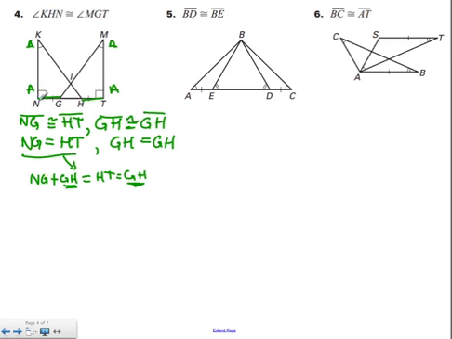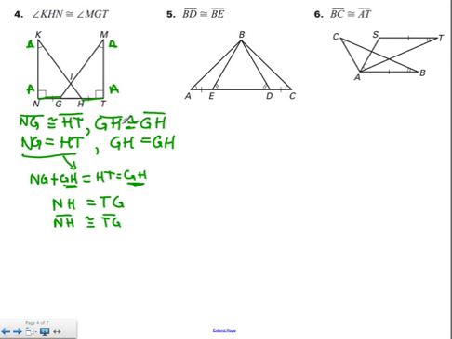From there, NG plus GH, another way to talk about that is just say that this is NH, and that will be equal to, let's see, HT plus GH. Another way to say that would just be to say GT or TG. I like TG because it reminds me of Thanksgiving. So we'll do that. And lastly, you could say NH, the segment, is going to be congruent to TG, the segment, and that'd be by definition of congruent segments.